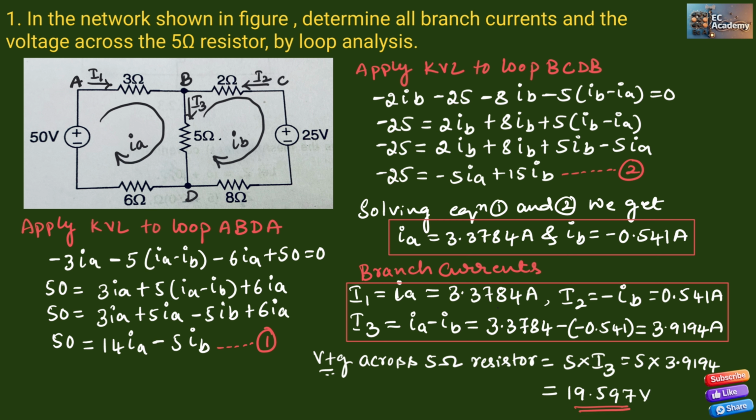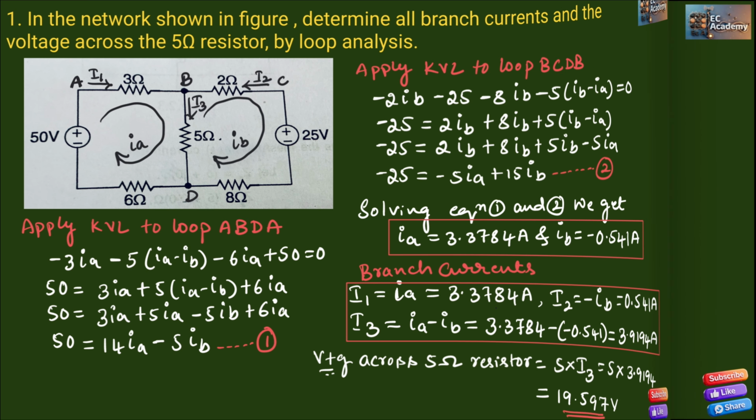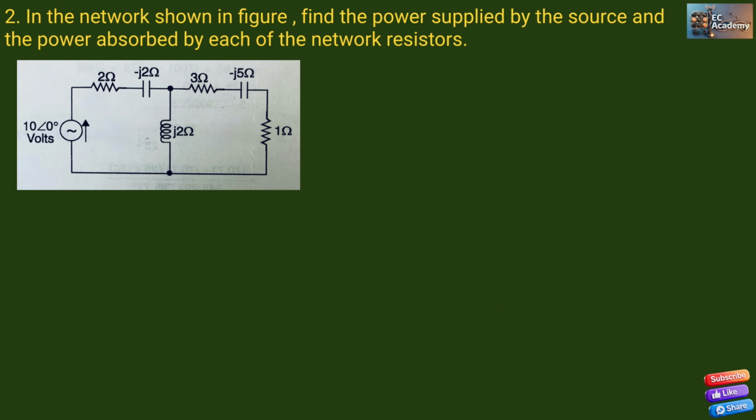So we have found the loop current, branch current and the voltage across the 5 ohm resistor as required by the problem. Now let us consider the second problem. Here a network is shown in the figure. For this network, we need to find the power supplied by the source and the power absorbed by each of the network resistors. So we need to find what is the power absorbed by each resistor and also the power supplied by the source.